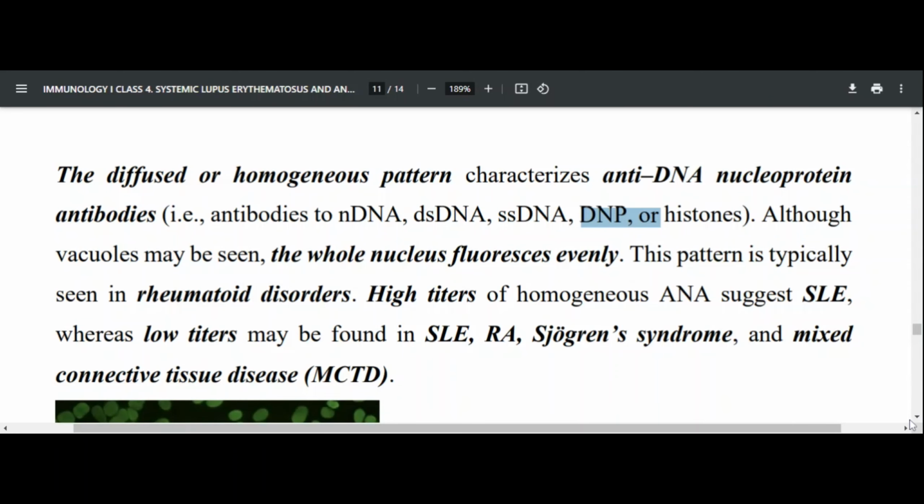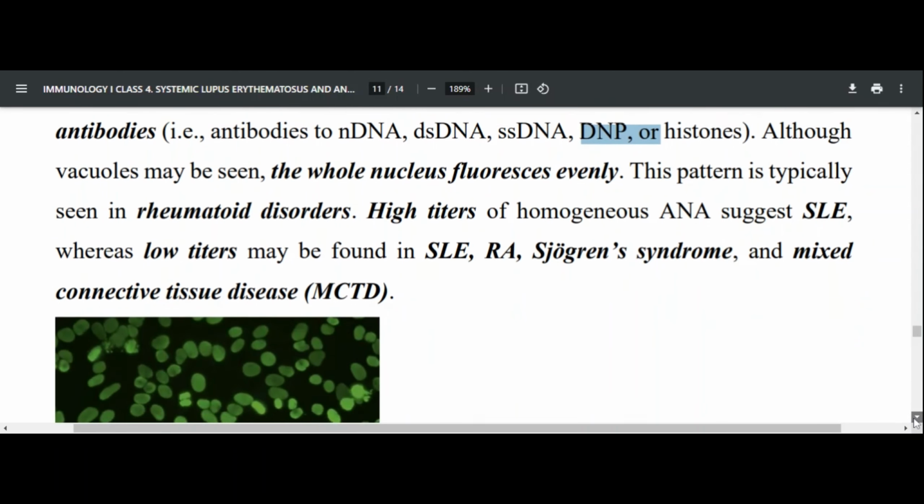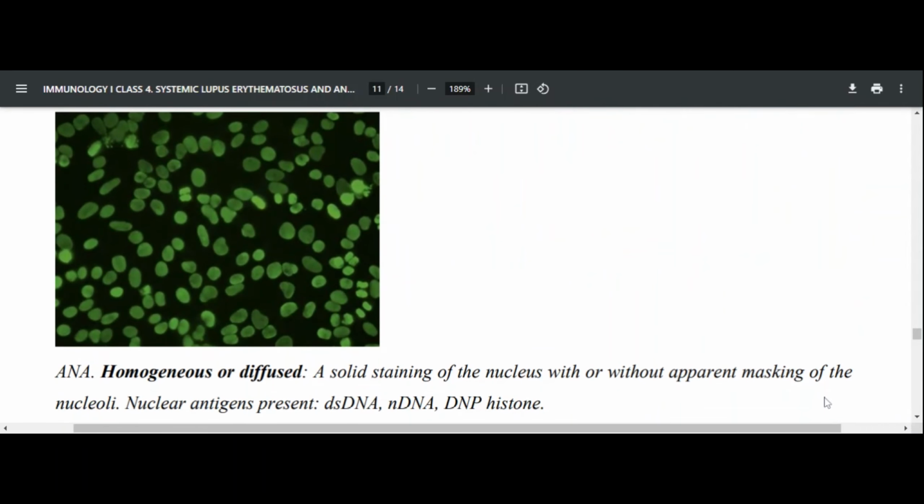So this is how it looks. You can see that the homogeneous pattern normally shows homogeneous fluorescing of the nucleus. Sometimes you will see some spots where the fluorescing is not really evenly distributed. But most of the cells, for example like this nucleus, and even this nucleus, don't show any nucleolus. It shows even distribution of the fluorescence. So that's what you call homogeneous.